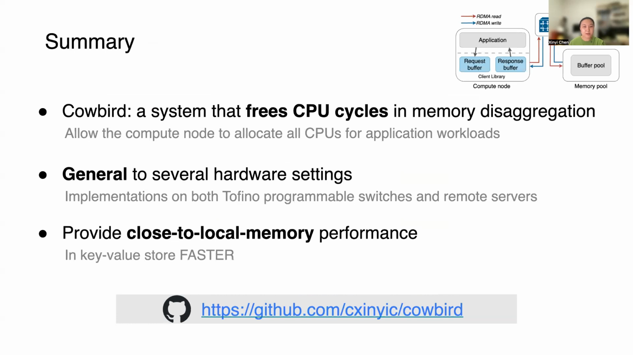As a summary, Cowbird is a system that frees CPU cycles in memory disaggregation. Cowbird is general to many hardware settings, and it can provide close to local memory performance.